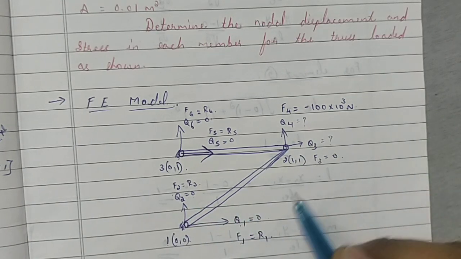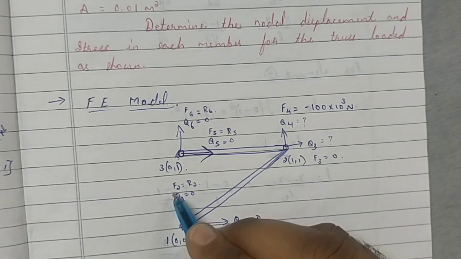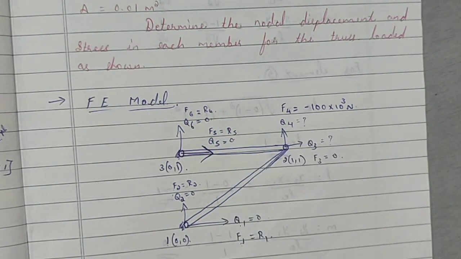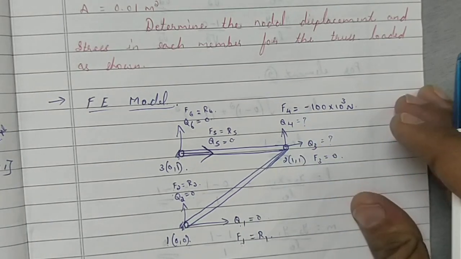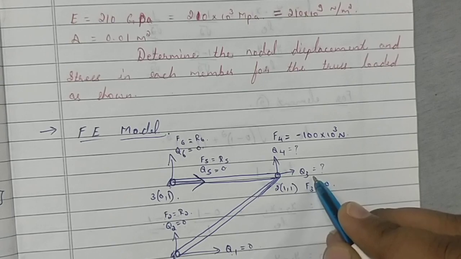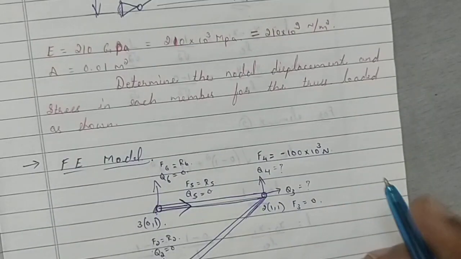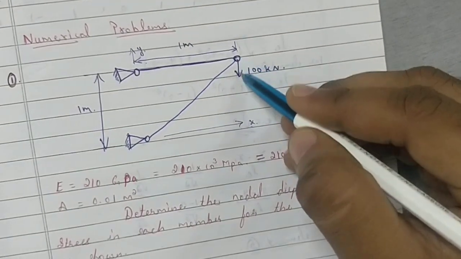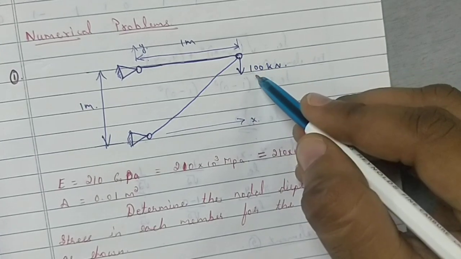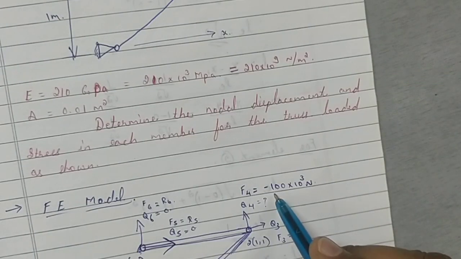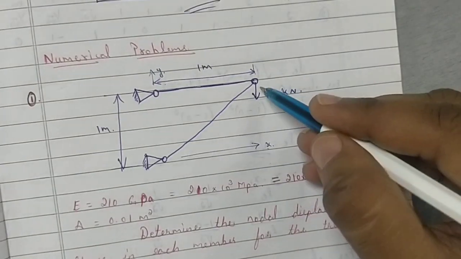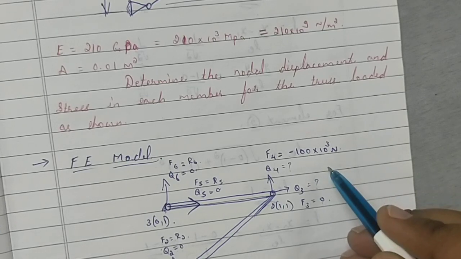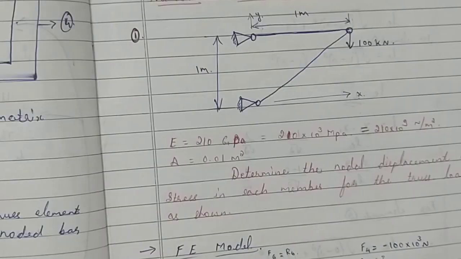And wherever you have 0, straight away write the reactions. F1 is R1, F2 is R2, F5 is R5, F6 is R6, because those Q are 0. And left out is F3 and F4. Is there any force in the x direction? No, there is no force given in the x direction, so it is 0. Is there any force in the y direction? Yes, there is a force of 100 kilonewton in the negative y direction. So F4 will be minus 100 into 10 power 3 Newton.